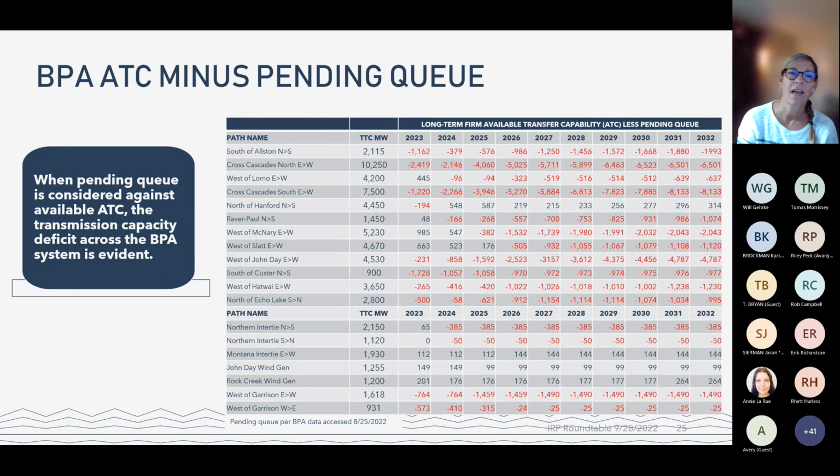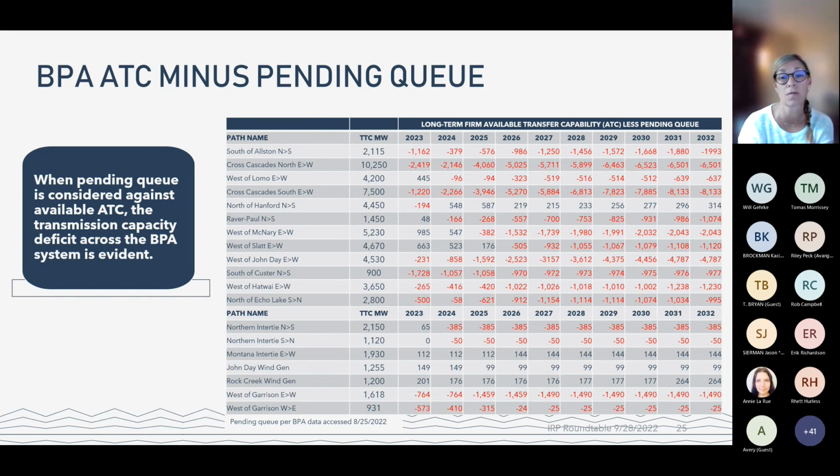If you look at the ATC minus the pending queue, it's a pretty drastic negative situation, very deficit across the region. And this is why Bonneville, in their last meeting last week, indicated that they're nearly fully subscribed. Even if only a handful of the pending queue requests go forward and commit to taking transmission, it's highly likely that any of the existing ATC would be easily utilized. And we're in a situation where all of the upgrades that have been identified need to be completed in order for the region to ensure reliable load service on a forward-looking basis.